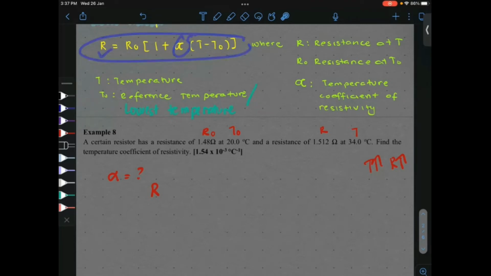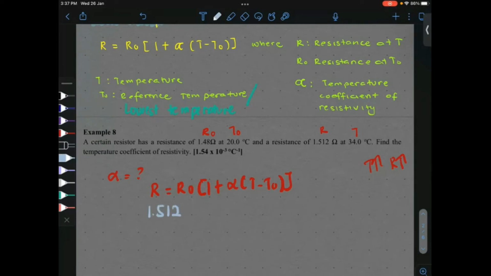Resistance at a certain temperature given. Resistance at reference temperature is also given. Semua informasi ada. Tinggal nak masukkan nilai sahaja. R equals to R naught 1 plus alpha T minus T naught here. Okay, so R kamu adalah 1.512. R naught adalah 1.48. Jangan salah substitute.